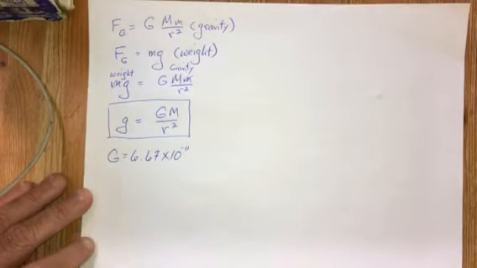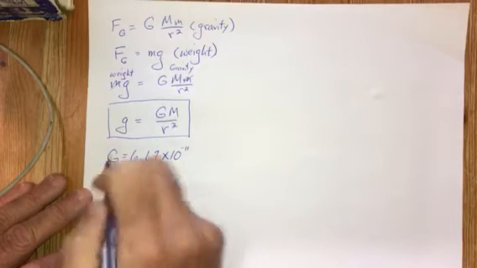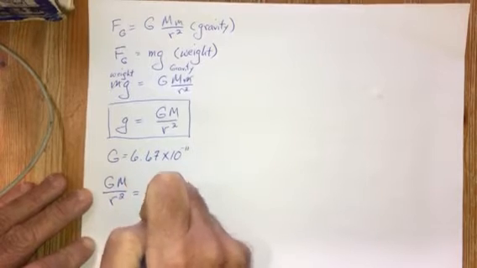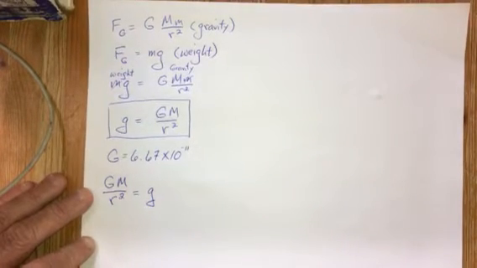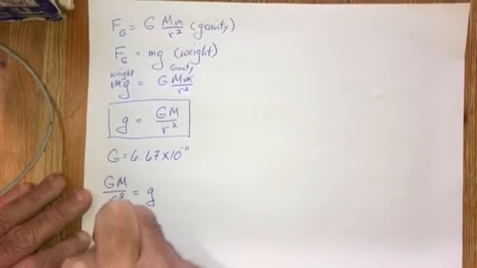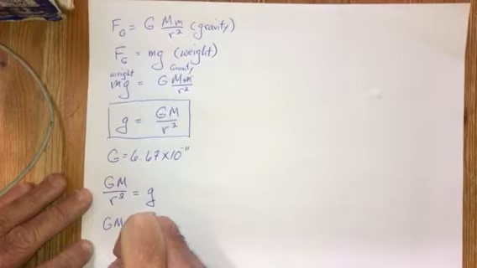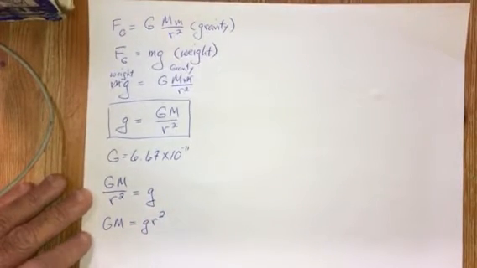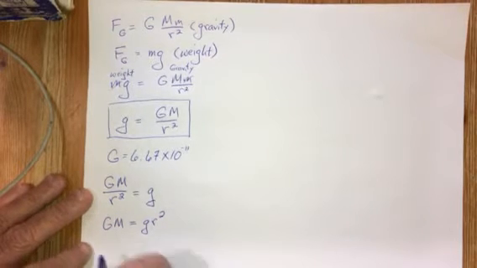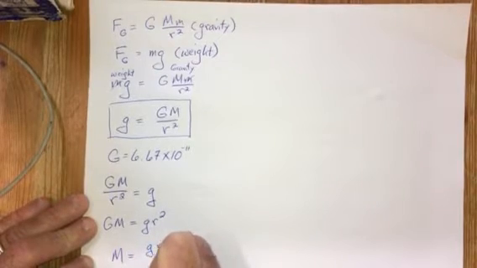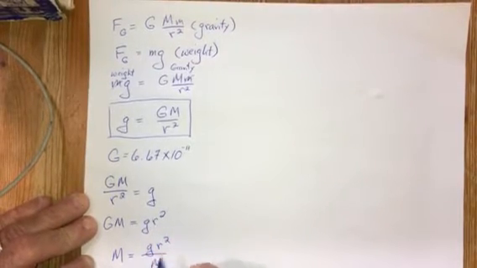So the first thing that we're going to do is swap both sides of the equation and rewrite it like this. So now we have capital M on the left side of the equation. Now we multiply both sides of the equation by r squared, and we get capital G, capital M equals lowercase g times r squared. And then we're going to divide both sides of the equation by capital G. So the mass of the planet is lowercase g times r squared over capital M.